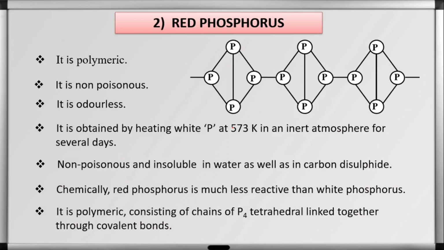It is polymeric and it consists of P4 tetrahedral units linked together, meaning one P4 tetrahedron is covalently joined to another P4. Look, this P4 is one unit, a tetrahedral structure. It is linked with another P4 tetrahedral structure, and this tetrahedral structure is also linked with another tetrahedral structure. So this is the important part. This is the red phosphorus.